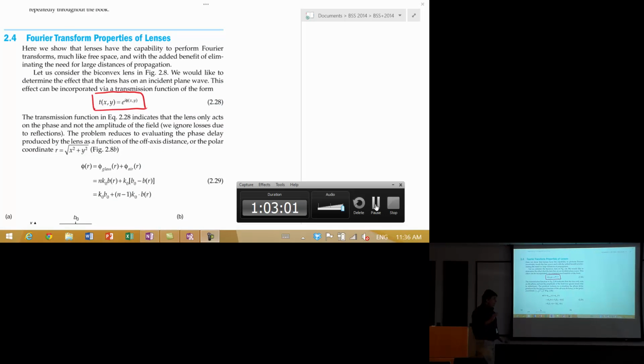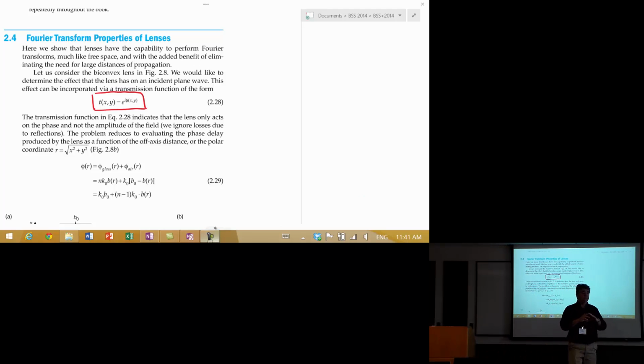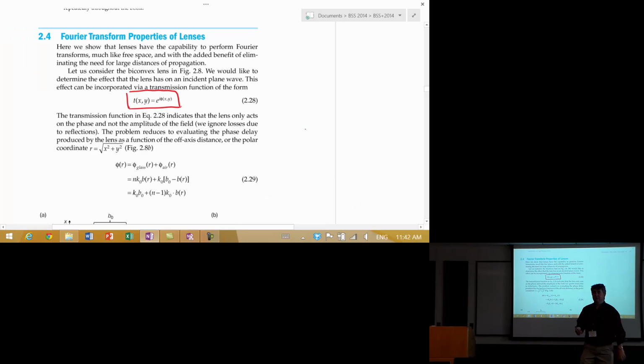I learned that if you propagate the field far away from the source or from a diffractive object, at the end of the day you get the Fourier transform of that field. Right? So it turns out that there's another way to take the Fourier transform of the field, a much more practical way, and that is using lenses. And here's a quick proof of that.